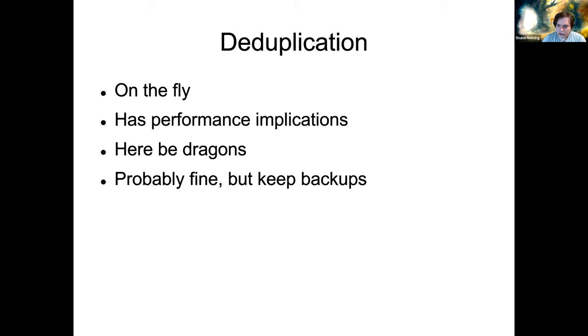Deduplication is another feature that ZFS has. It's not widely used by a lot of people in production, mostly because it has pretty serious performance implications, because each time you write or read, you need to refer to the hash table. And if it's not all in memory, you have to pull it off of the pool itself, which can be slow. But you've got to search through that and then check if there's already one. If there is, you just update the reference to it instead of writing the block.